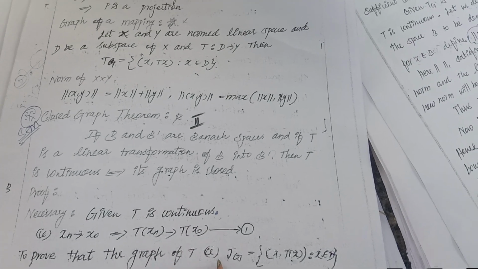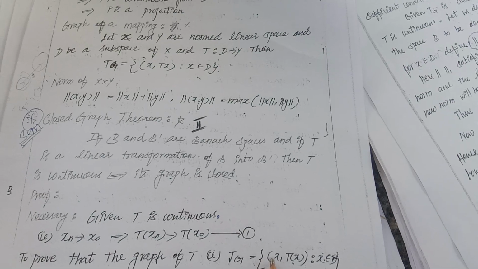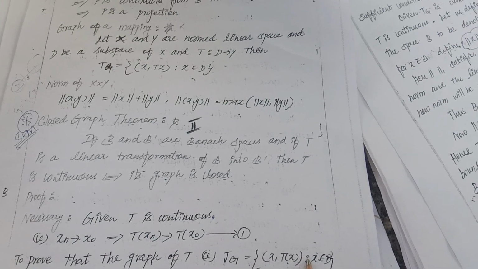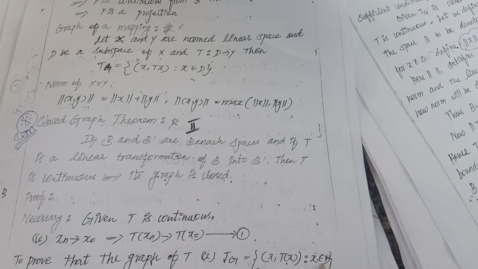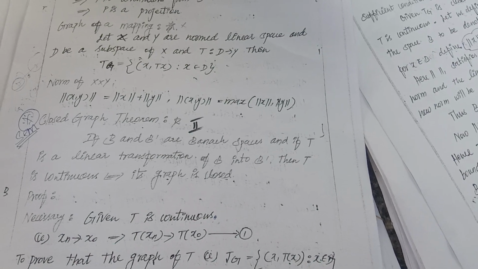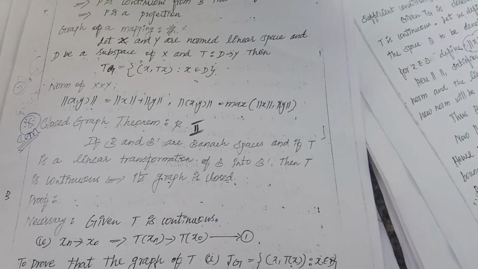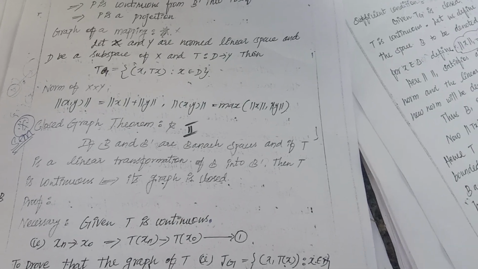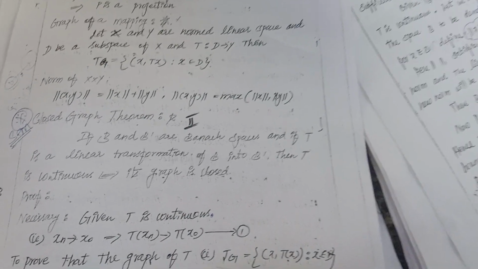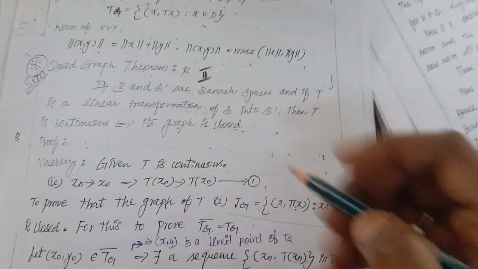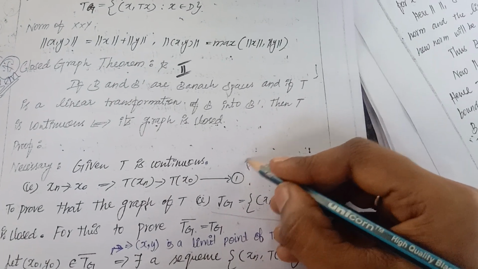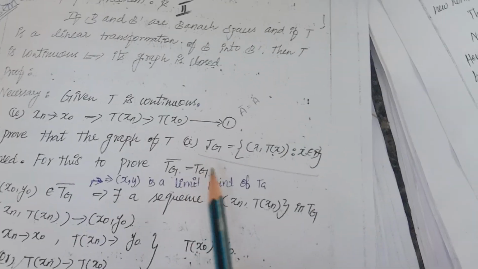So the graph of T, which can be represented as G of T equal to the set of x comma T of x, where x belongs to D, a subspace, is closed. It will be a closed graph. So we have to prove that it is closed. For closed, we have to prove that A bar equals A. So the closure of G of T equals G of T.